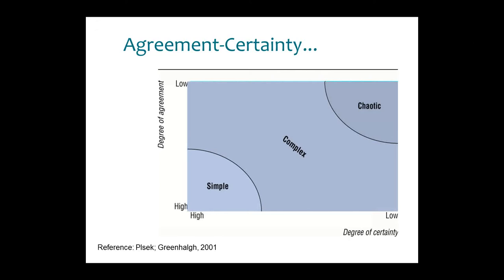Starting with complexity, many of you have likely seen a version of this figure. In the bottom left, you can see the simple domain, where there's a high degree of certainty and a high degree of agreement on what needs to be done and how. In the middle, complex environments, where there's less certainty about what needs to be done and less agreement. And then in the upper right, the chaotic environments, where there's very, very low certainty and low agreement on what needs to be done. Much of what we're doing in our LIPS falls within the complex environment domain.